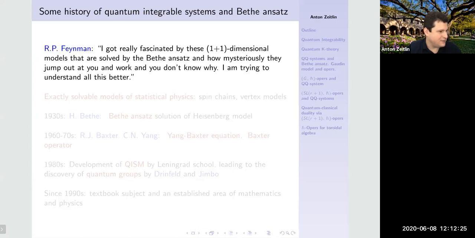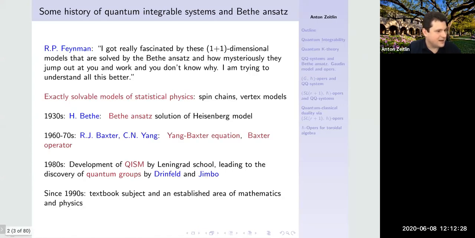Let me give you a bit of a timeline just to bring everybody onto equal ground here. The first glimpse of Bethe ansatz and exact solutions of integrable models started in the 1930s by Hans Bethe, and before that it was, I believe, the work of Bloch. The first algebraic structures appeared in the 60s and 70s with Yang and Baxter, where the Yang-Baxter equation and Baxter operator appeared, but they were never understood until the 1980s, with the development of the quantum inverse scattering method by the Leningrad School, which then led to the discovery of quantum groups. So now all these integrable models are successfully understood using quantum groups.